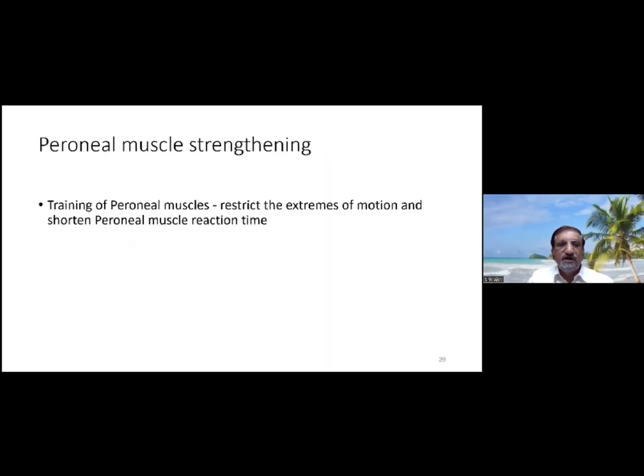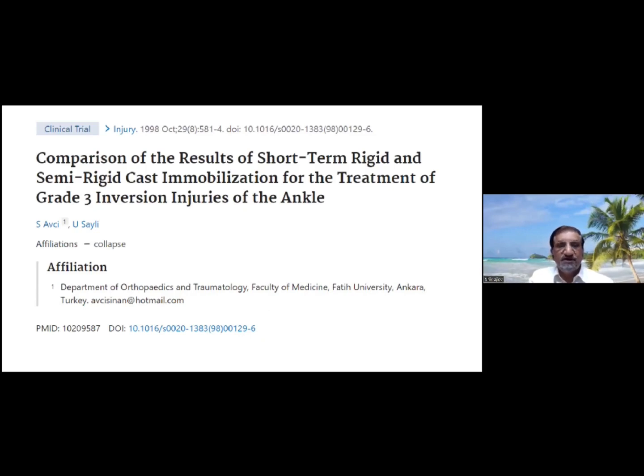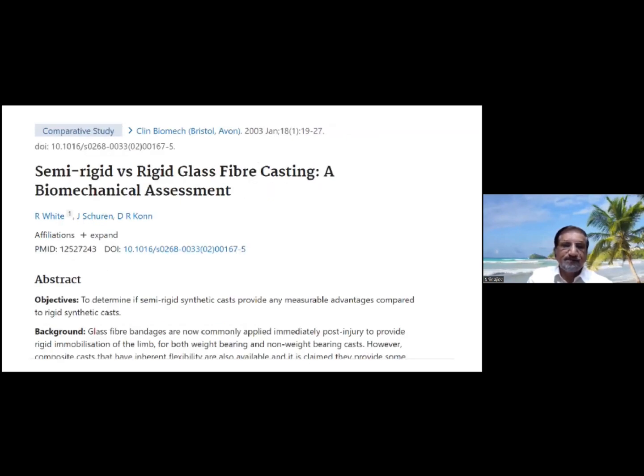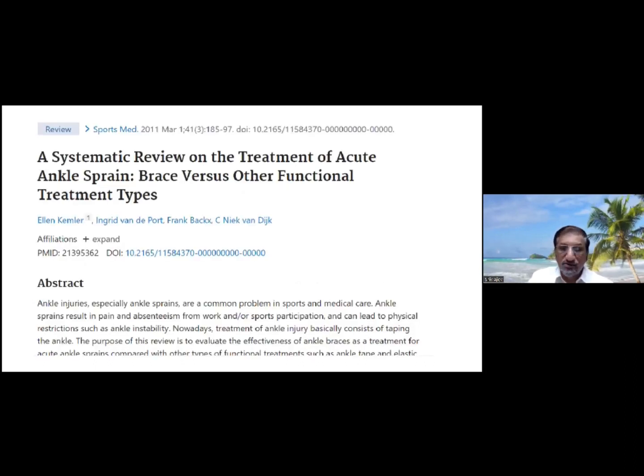There is one other thing that we do in these cases, which I will now mention. This is about using semi-rigid cast immobilization for the treatment of grade 2 and grade 3 inversion injuries of the ankle. It is found that semi-rigid casting is more beneficial because it gives the patient that much functionality. I'll just show you what the cast looks like. These are some systematic reviews of the same; you could go through these whenever you find time.